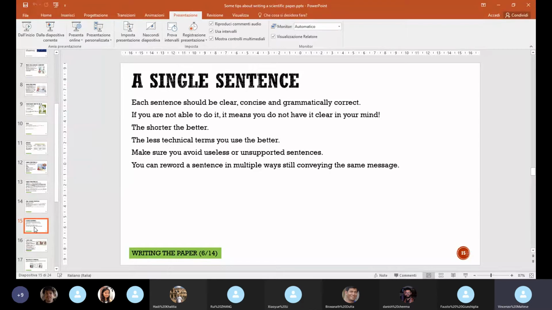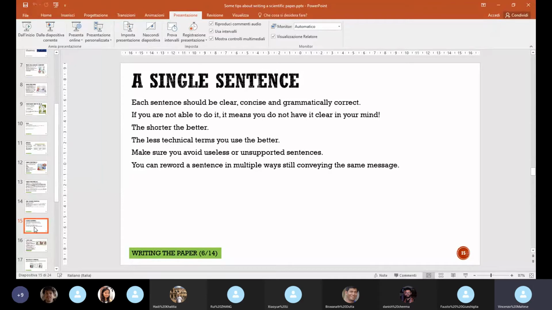And therefore, in thinking about writing a sentence in a paper, you have to think about the most convenient way to write and describe what you want to say. And the shorter, the better. The fewer technical terms you use, the better. And you have to make sure that the sentences are always supported by data or by references.